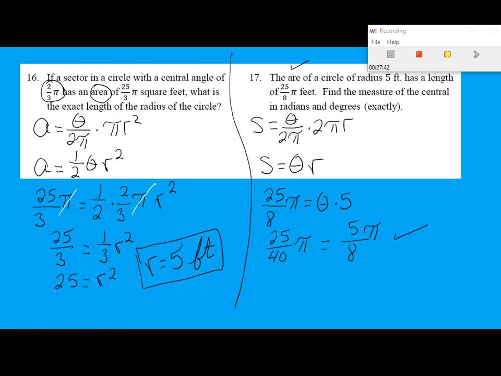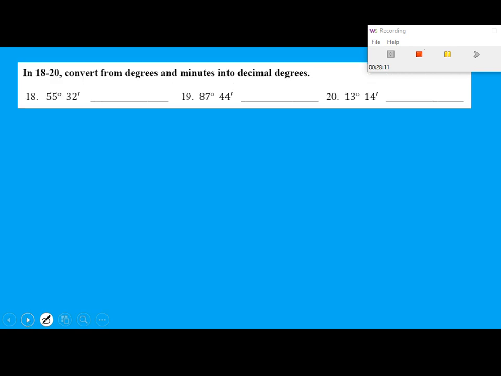To turn it to degrees, I'm going to go 5/8 radians. I'm going to say there's 180 degrees in pi radians. The pi's cancel out. 5/8 times 180 leaves me 112.5 degrees. So there's just 2 more applications of the formula real fast. Okay, 18 and 19 are going to be pretty easy for you.